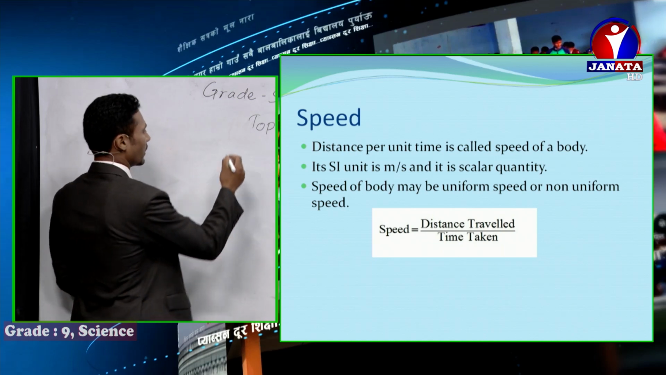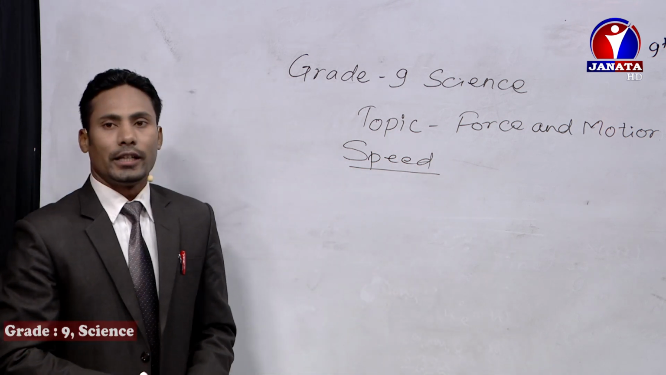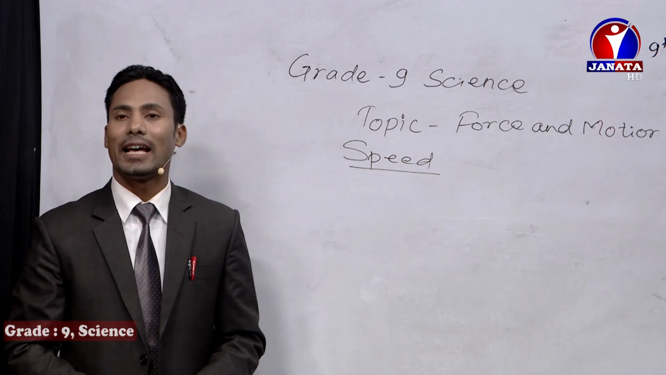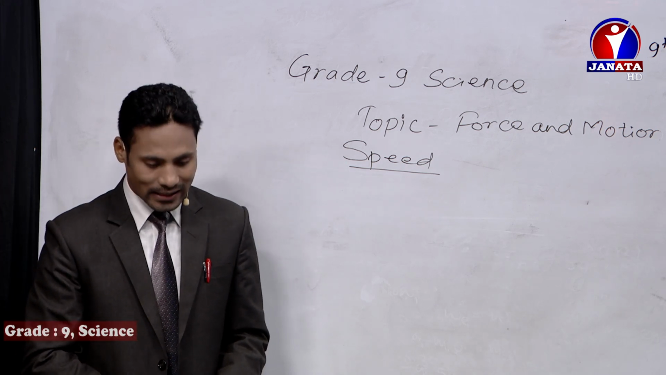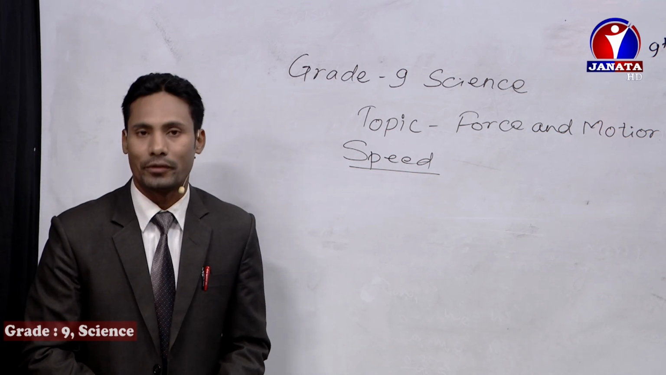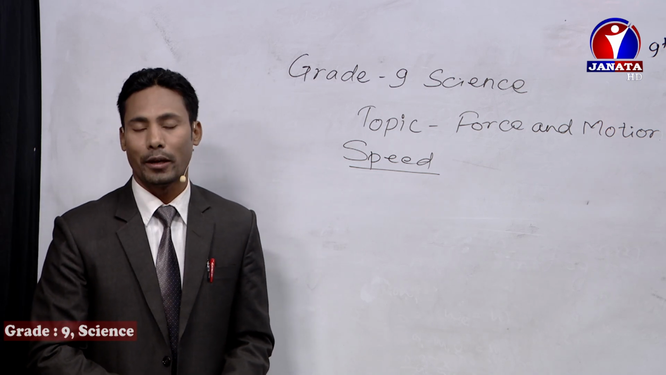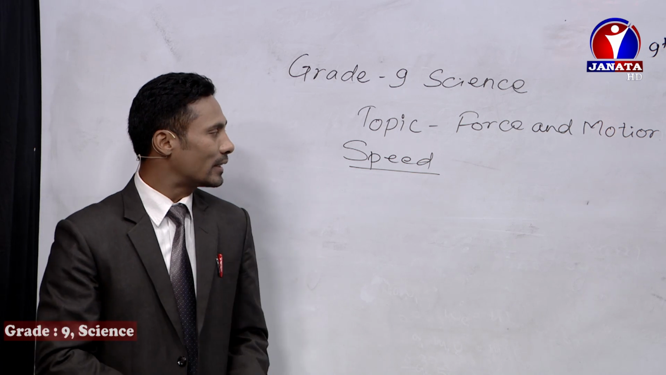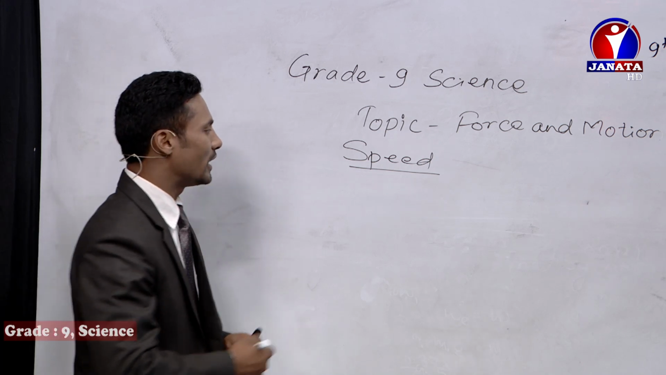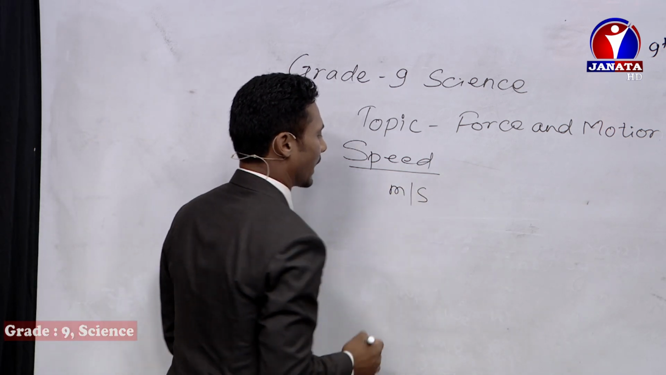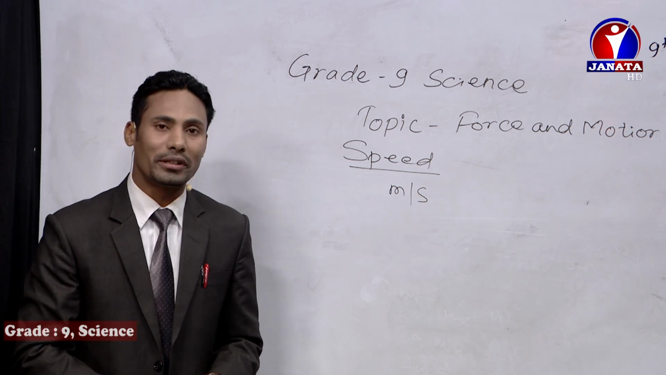So let's start with speed. Speed can be defined as the distance per unit time, or the distance covered in a certain duration of time by a body. The SI unit of speed is meter per second, and in the CGS system of units, we can measure this in centimeter per second also.